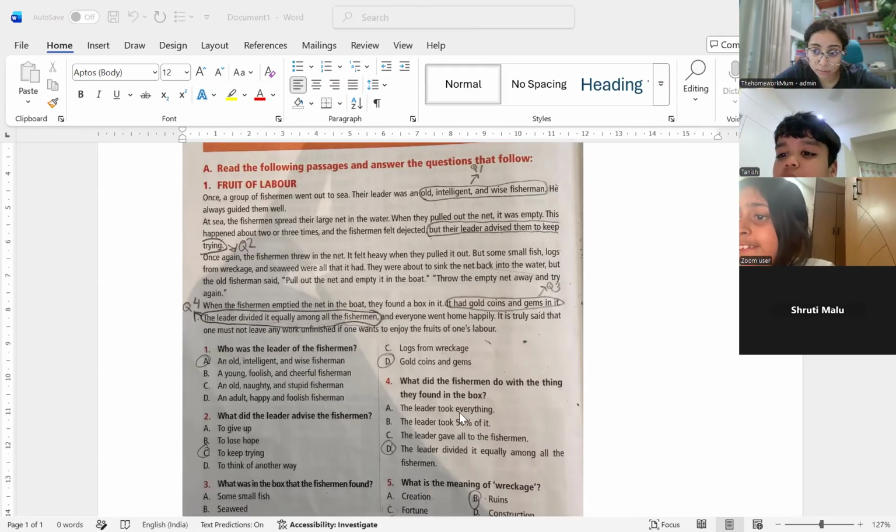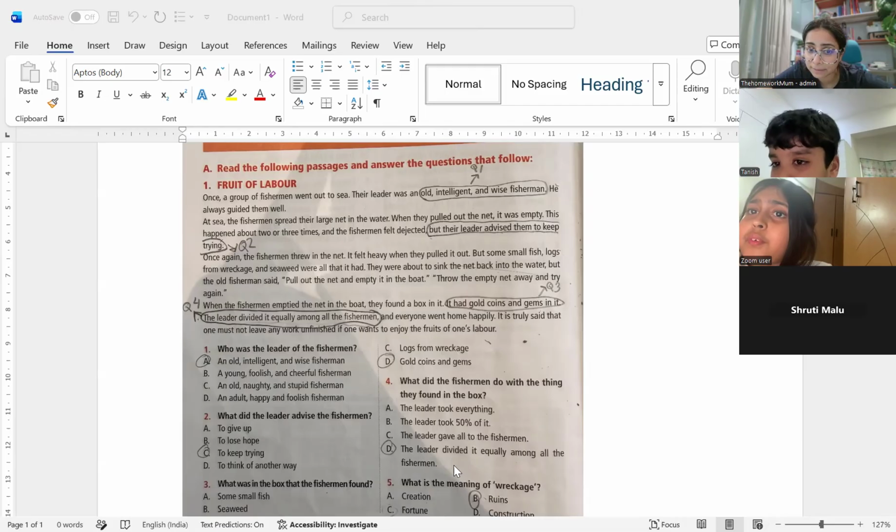Okay, so the leader took everything. The leader took 50% of it. The leader gave all to the fishermen. The leader divided it equally among the fishermen. Okay, now you read: the leader divided equally among all the fishermen. Same clause has come, right? Same sentence has come, and you got the evidence. This is the answer. Okay?